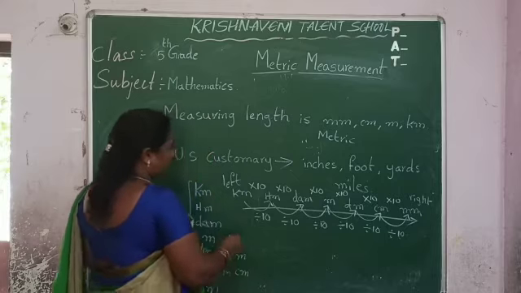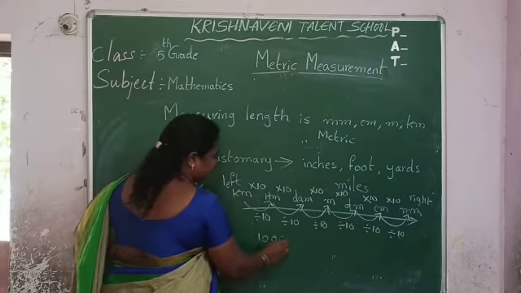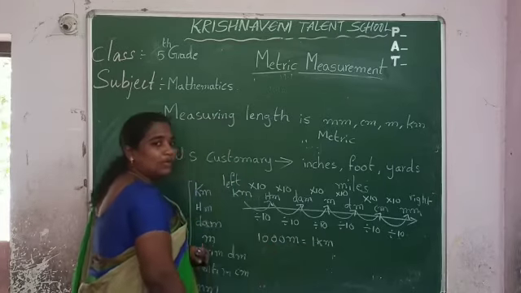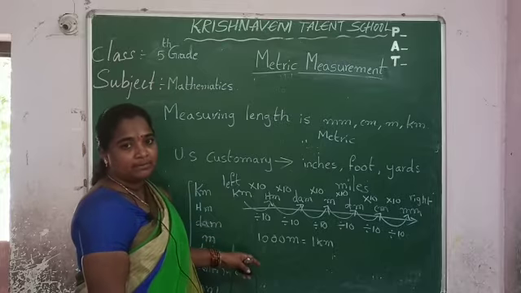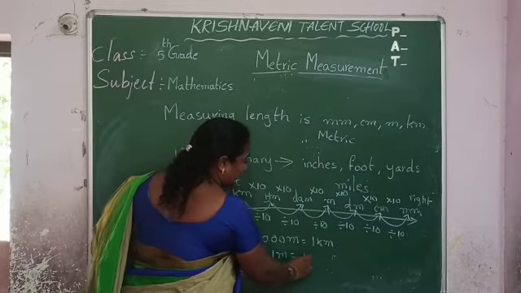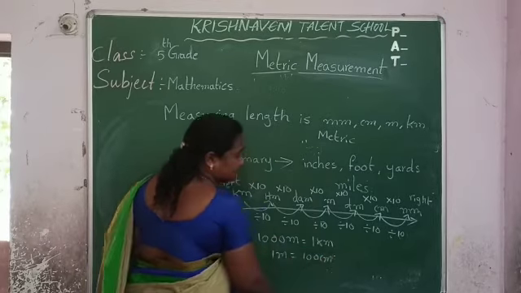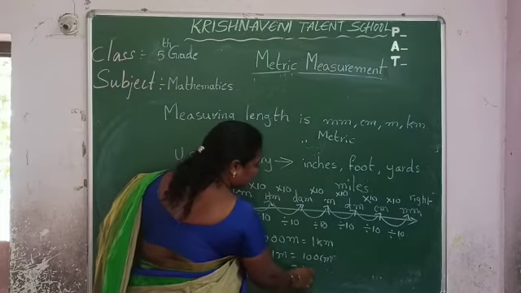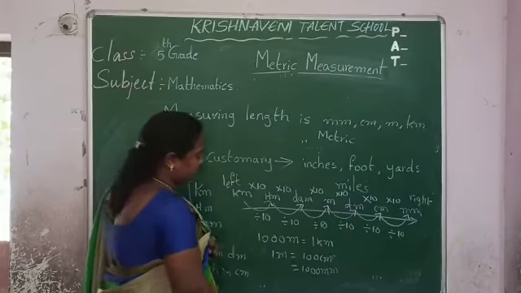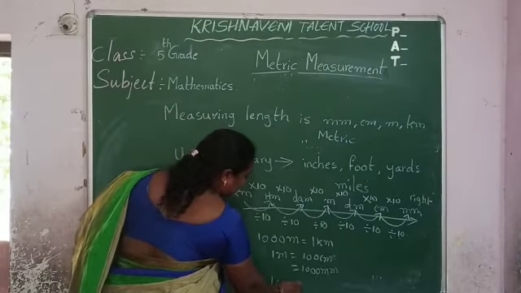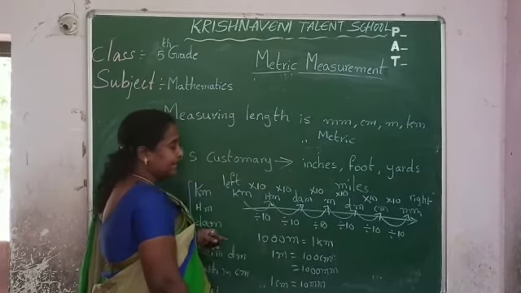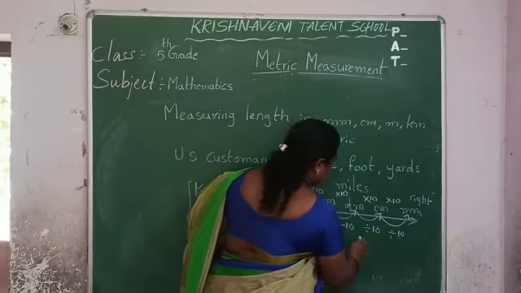Once see here, 1000 meters is equal to 1 kilometer. This is read as 1 kilometer is equal to 1000 meters also. Again 1 meter is equal to 100 centimeters or 1000 millimeters. Next 1 centimeter is equal to 10 millimeters.